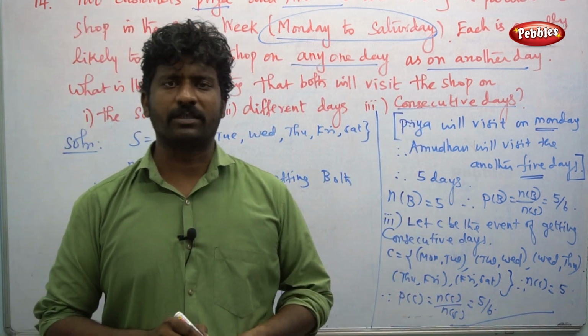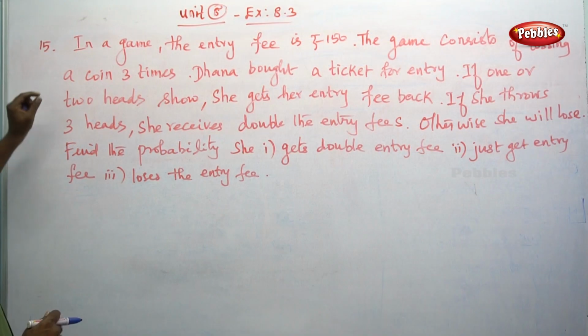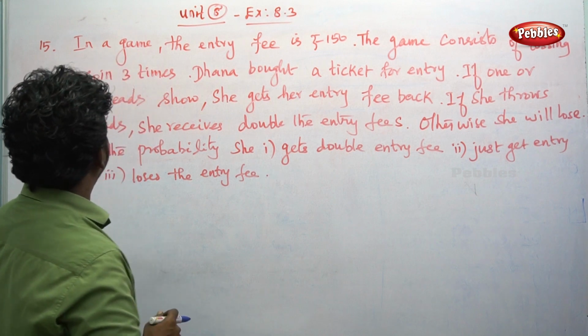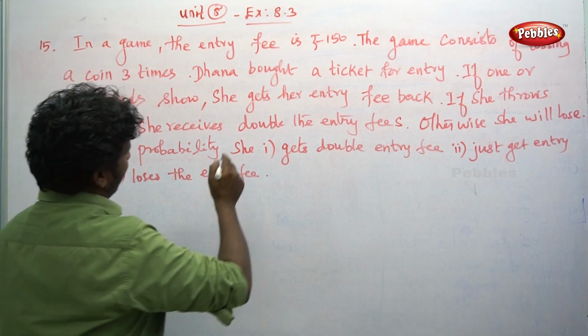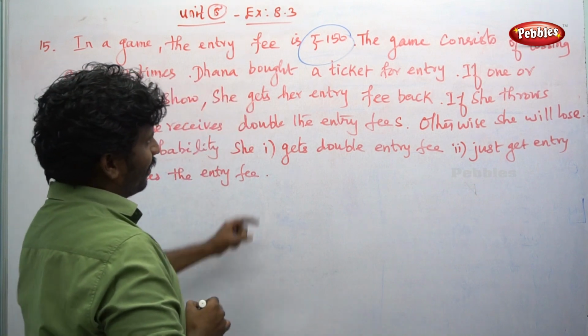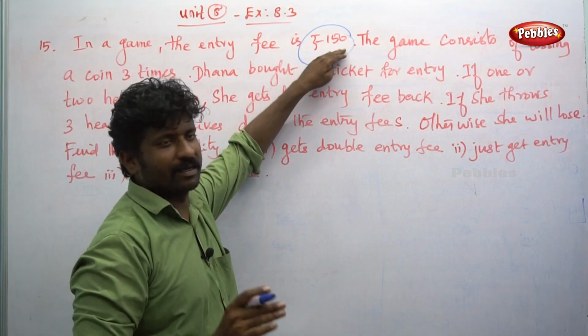புரியுதுங்களா? இப்போ next problem பார்க்கலாம். See the next problem, question number 15 in exercise 8.3. In a game the entry fee is rupees 150, right? So here the amount is not a matter, right?